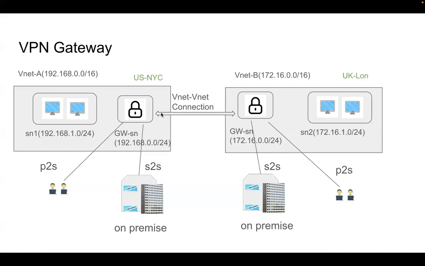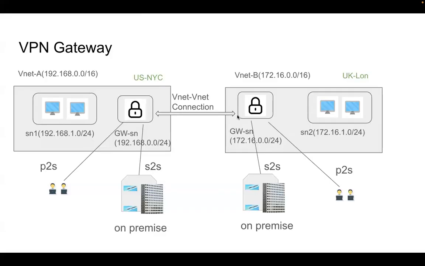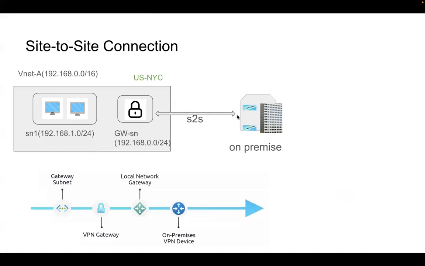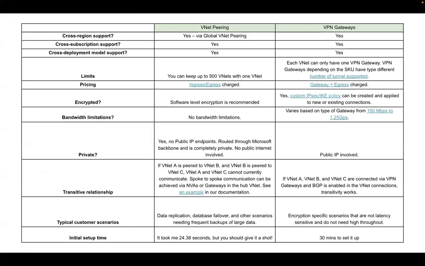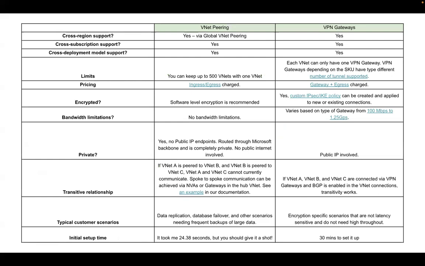So we have to configure this VNet to VNet connection. To configure this, we need gateway subnets. So what all the things are involved? So to configure this site to site connection, right? So here this is site to site and point to site. So for this VNet to VNet connection, what all is needed?